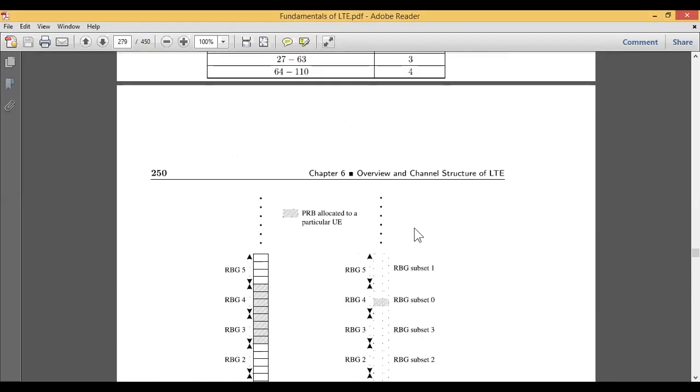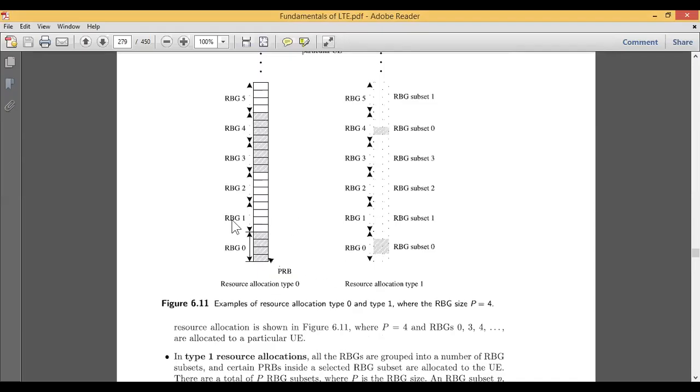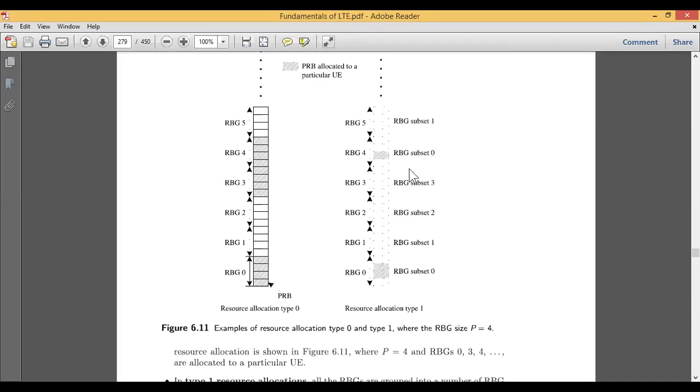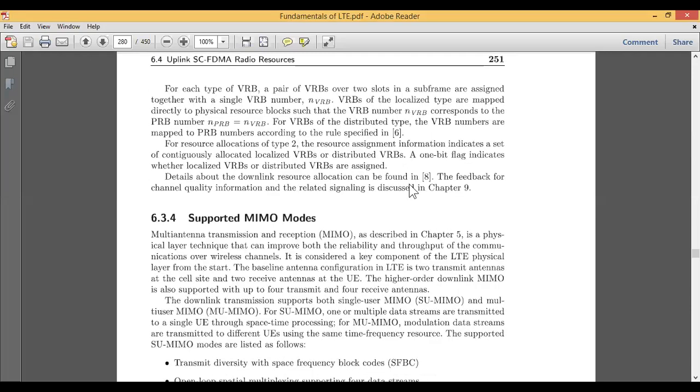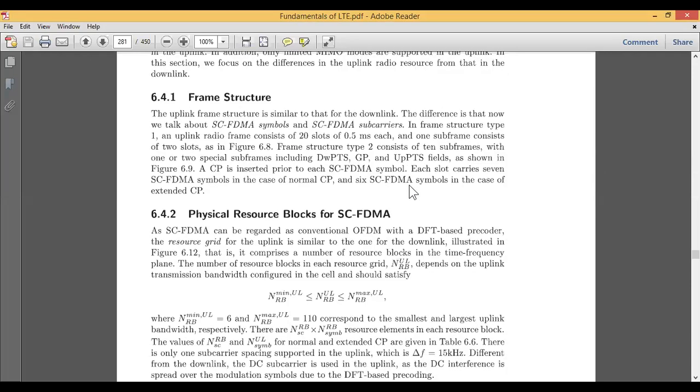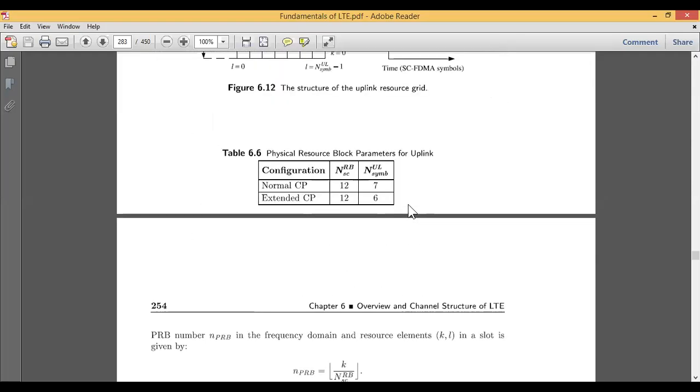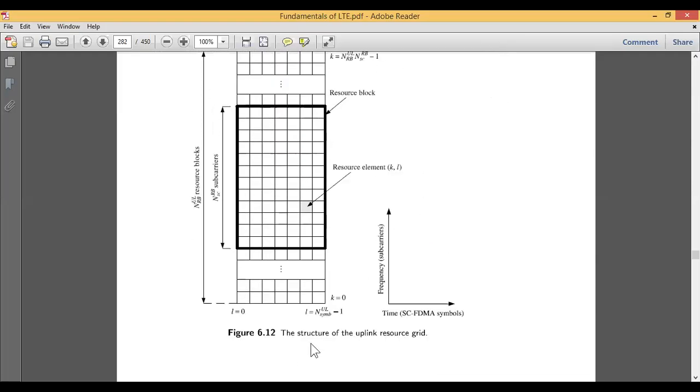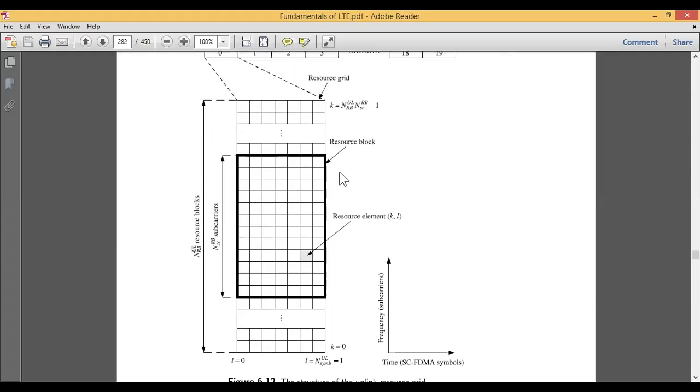You can see in this figure how the resources are allocated, like for 0, 1, 2, 3, some numbers are assigned. Whenever they fall under that particular number, the respective channel will be automatically activated so that it can be used properly. It is also shown in figure 6.12, the structure of the uplink resource grid. The grid is nothing but a number of blocks. This is the resource block, shown as a dark square box, and the small blocks are called resource elements. So a resource block consists of resource elements of k comma l.